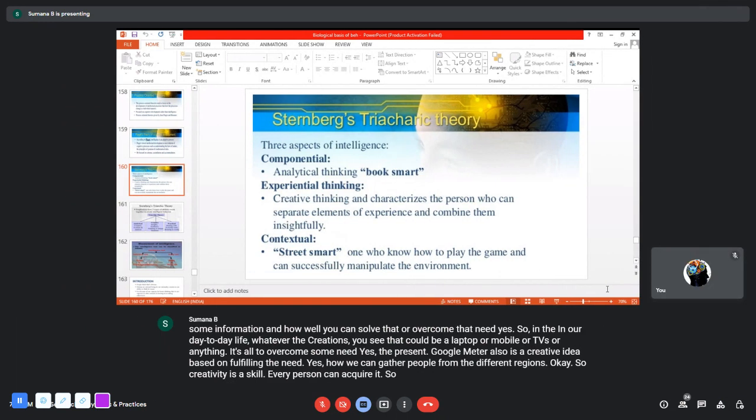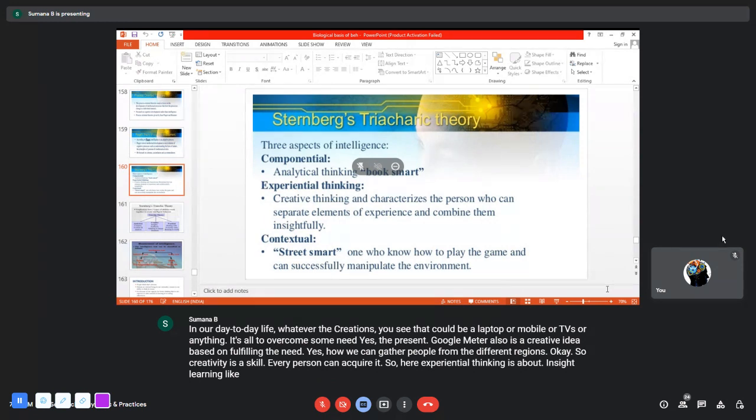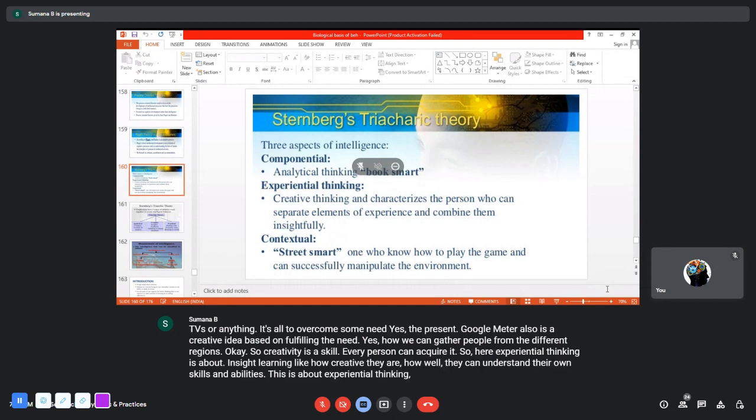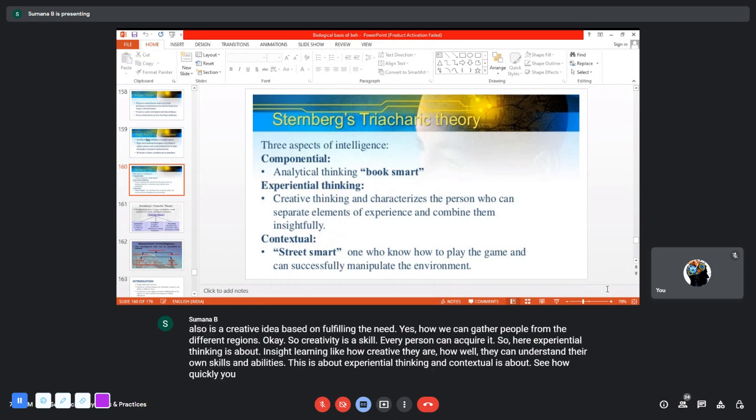So here, experiential thinking is about insight learning, like how creative they are, how well they can understand their own skills and abilities. This is about experiential thinking, and contextual is about seeing how quickly you can respond, how quickly you can resolve or come up with the solutions.